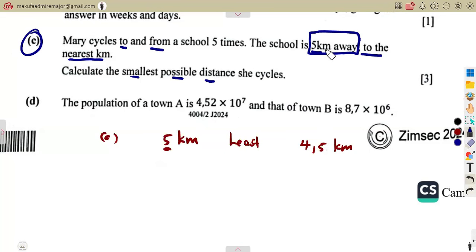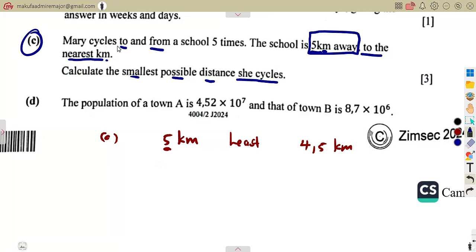That is, if you are working with the nearest whole number, because if you're given to the nearest kilometer, that means to the nearest whole number. So you consider 4,5 as the least possible distance that we are given only from this school. But in this case, we need the smallest possible distance she cycles.